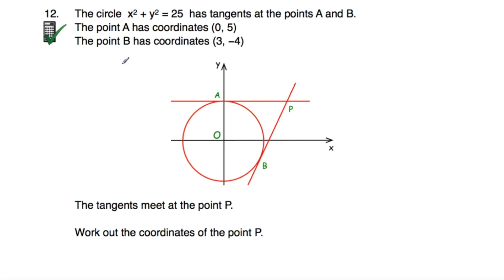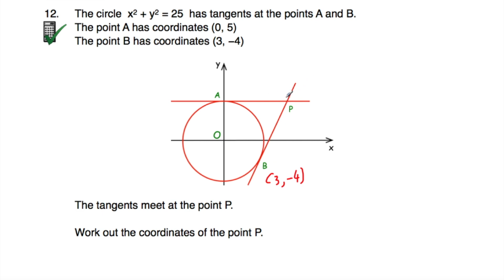And we're told that the coordinates of the point A are 0, 5, so 5 up. So yes, the circle does have a radius of 5. And the point B has the coordinates 3, negative 4. And we've been asked to find the coordinates of the point P. So that's fantastic. We want to find where these two tangents meet each other. We want to find the coordinates of this point P.